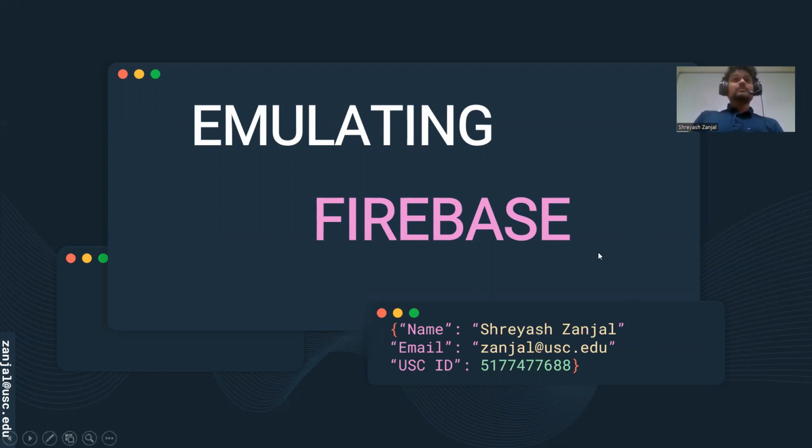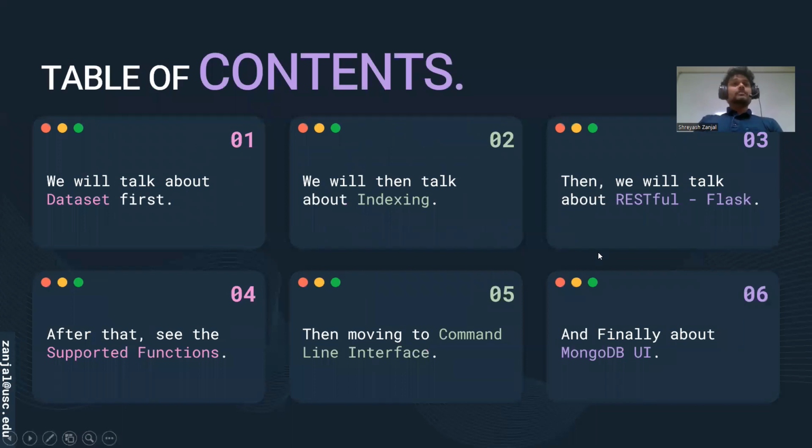So let's move forward. Today we'll be talking about datasets first, then indexing, and then RESTful APIs. Then I'll show what the supported functions in this system are, and then we'll move to the command line interface to show how those commands work. Finally, I'll show how it is getting reflected in MongoDB Compass.